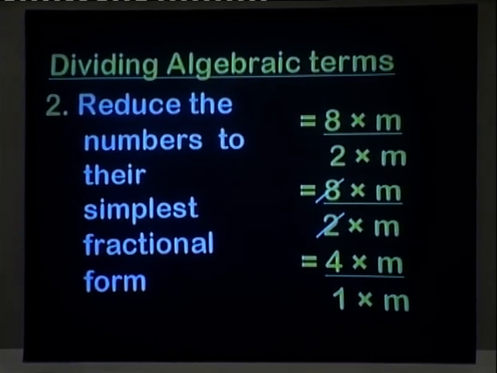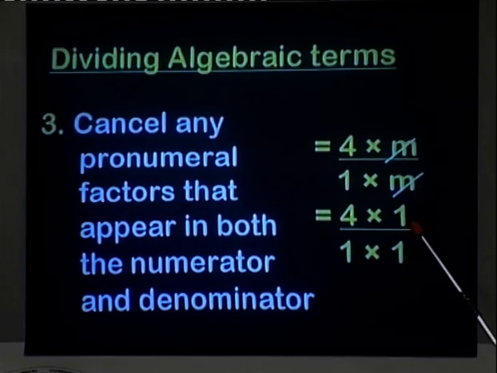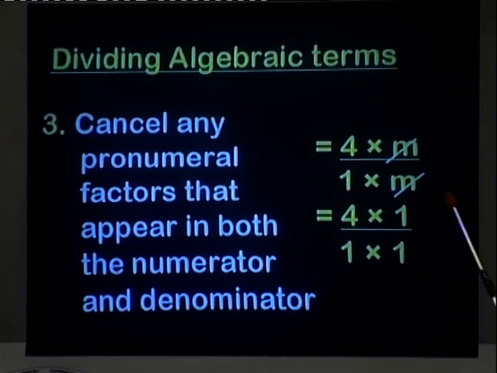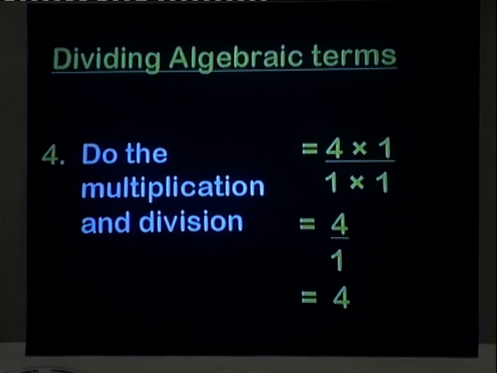Guess what the last step would be? Sorry, the second last step is you cancel any pronumeral factors that appear in both the numerator and the denominator. Okay, we have finished with the numbers. Now we look at the pronumerals. So we cancel m, and m becomes 1 and 1 for the denominator. Numerator 1 and denominator 1. Our final answer would be 4 on 1, or 4. Right?